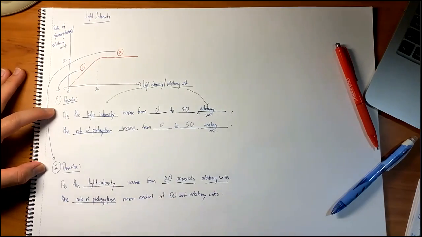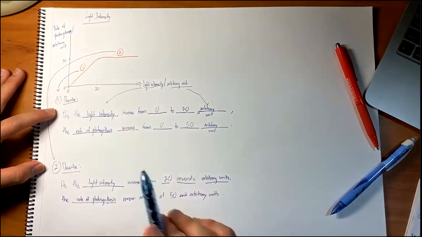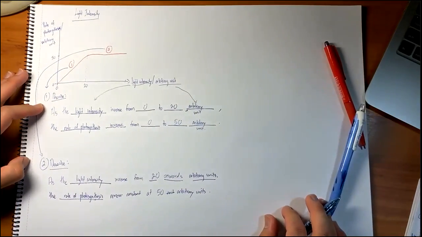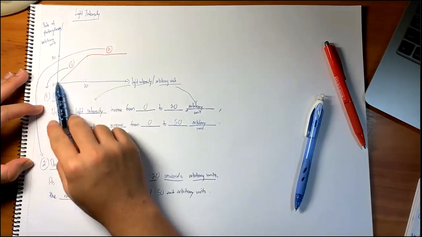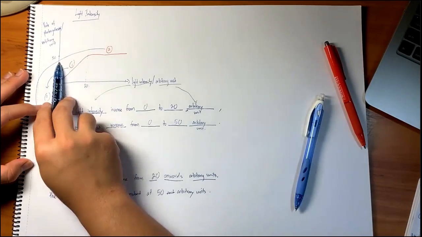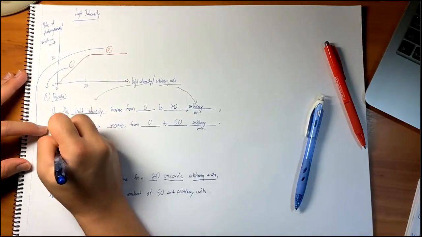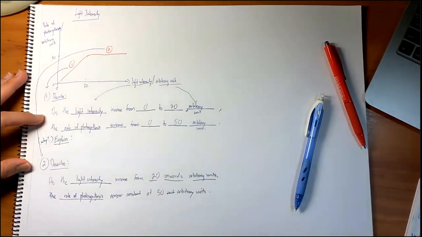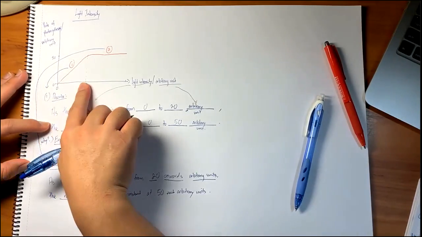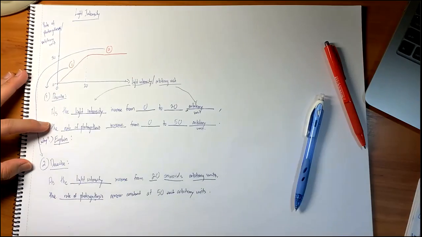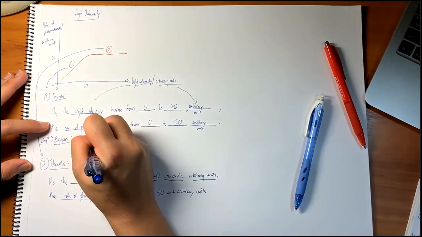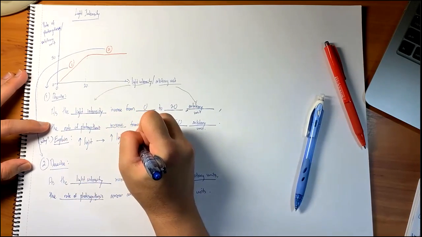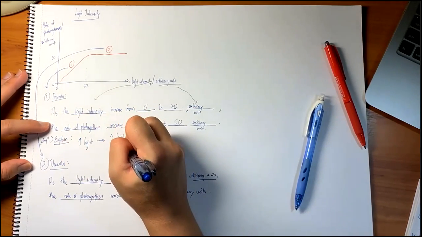Now, explanations. The explanations are a bit different, but this time the explanations are quite simple. Explanations mean why. Why, for this region here, does more light give more photosynthesis? It's simply because more light would lead to more light absorbed by chlorophyll.